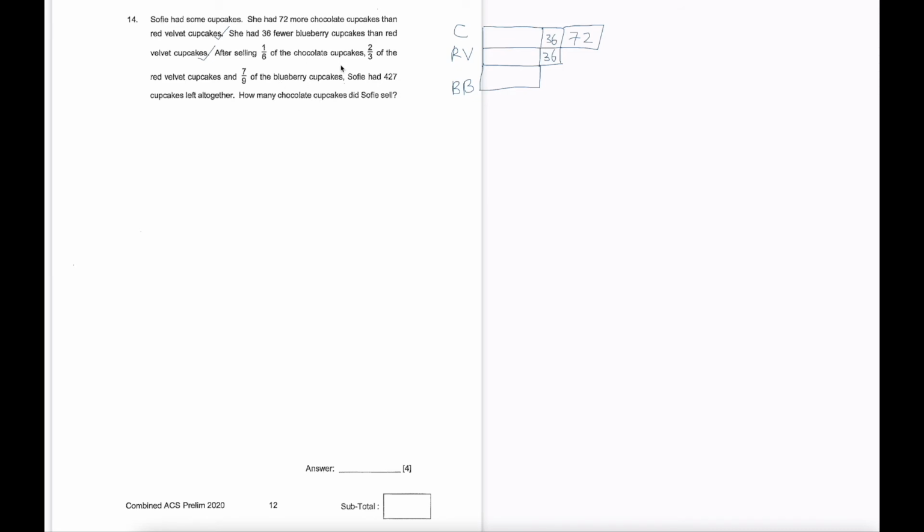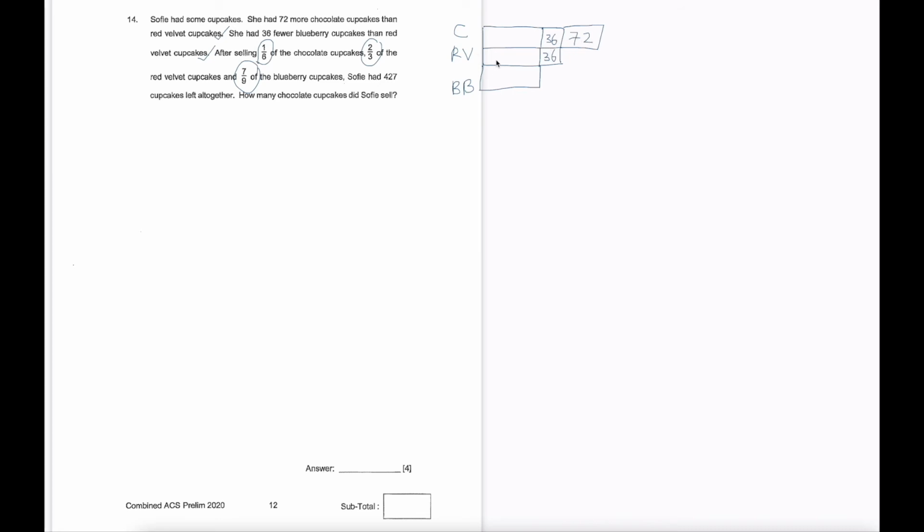So after selling 1/6 of the chocolate cupcakes, 2/3 of the red velvet cupcakes, and 7/9 of the blueberry cupcakes. So what they're giving us is the fractions, correct? And let's look at our model, okay? So our model is a mix of fraction on the left hand side and values on the right hand side. And if they give us 1/6, you'll be wondering how we can divide this, correct? Because we need to divide this unit up, and we also need to divide the numbers up. So the best thing to do is to separate the both of them. Okay, I can cut 1/6 here, and then for this, I can find out 1/6 of the total value.